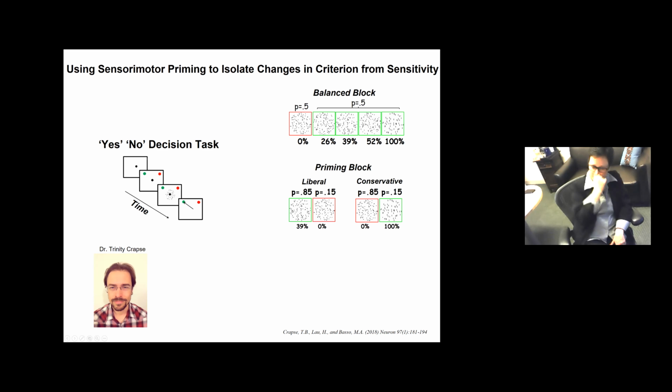And then what he did was he primed the monkeys. He gave them these prior probabilities. In one case, he said, okay, yes is occurring on 85% of the trials, and no is going to occur on 15% of the trials. We call that the liberal priming block, right? Because he gets the monkey in the mode of saying yes more often.